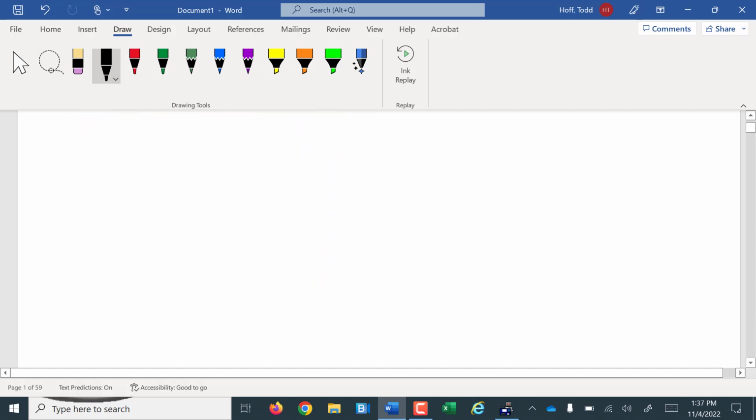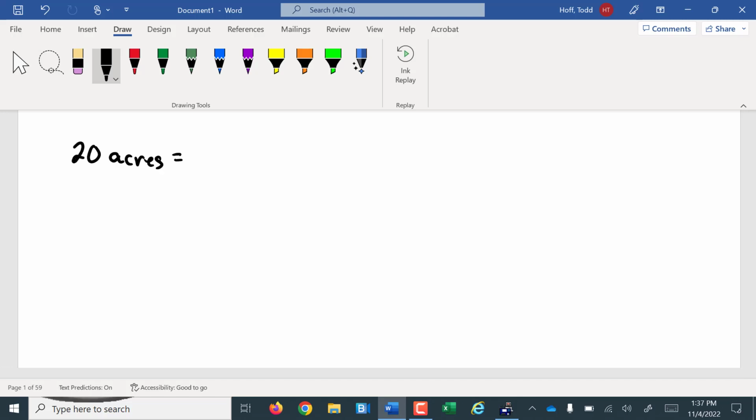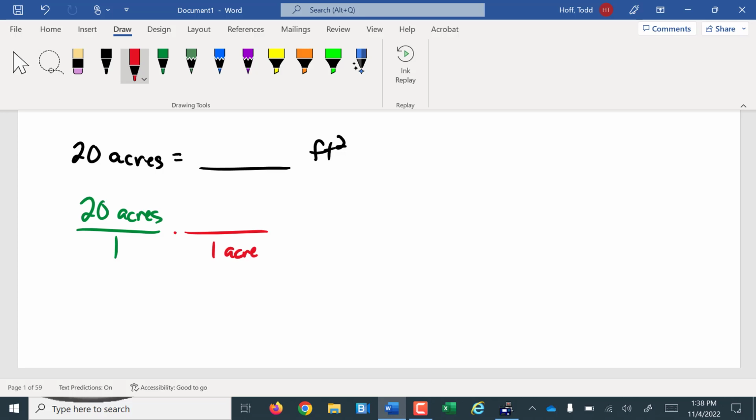Or we might have 20 acres going into square feet. Perfect. 1 acre, 43,560 square feet. Does anybody remember the one number to remember if you forget that? One chain is how many feet? Do you guys remember that one? 66 feet.